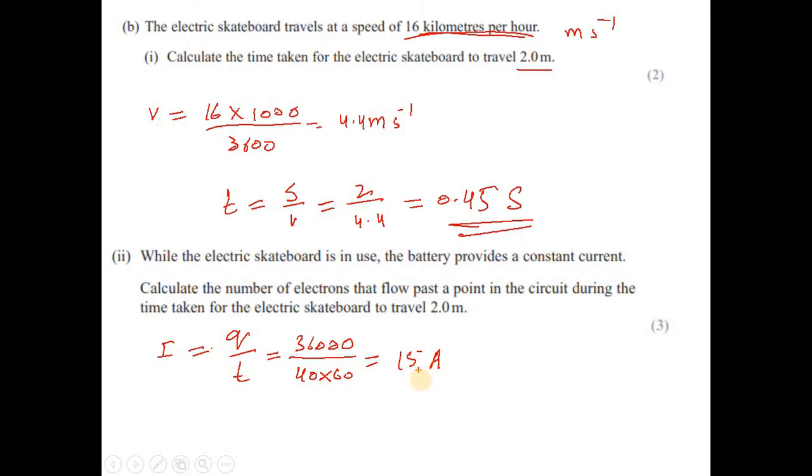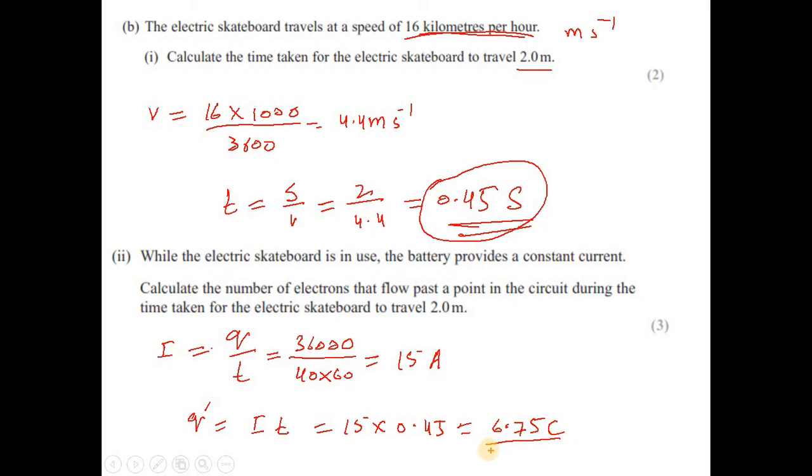And now for how much charge is flowing for that time? Now we need to find the amount of charge for this small time for 2 meter distance. So Q dash, the new amount of charge for 0.45 seconds. So Q is equal to IT. That means 15 times of time, which is 0.45. That means this is 6.75 coulomb. This is the amount of charge flowing in 0.45 second.